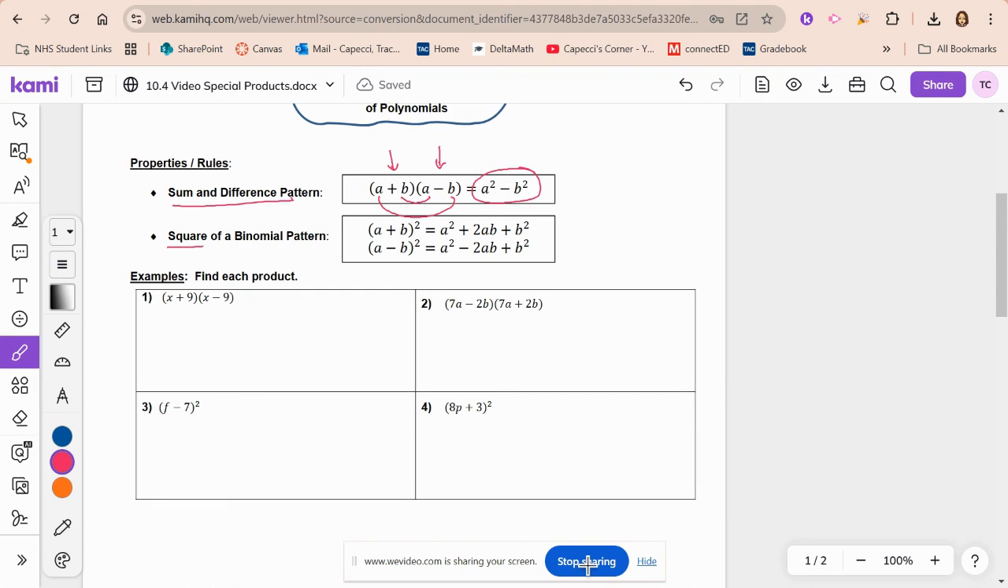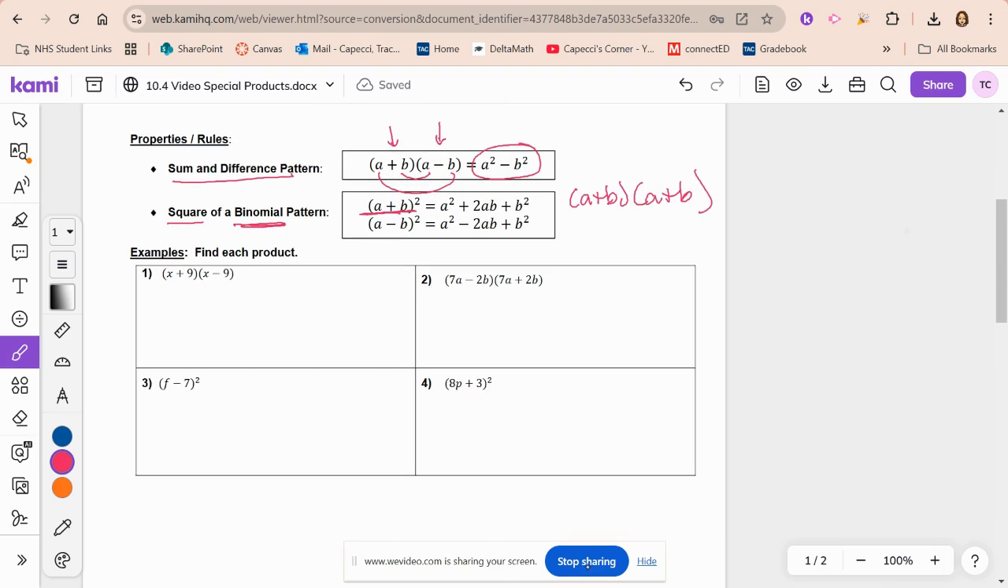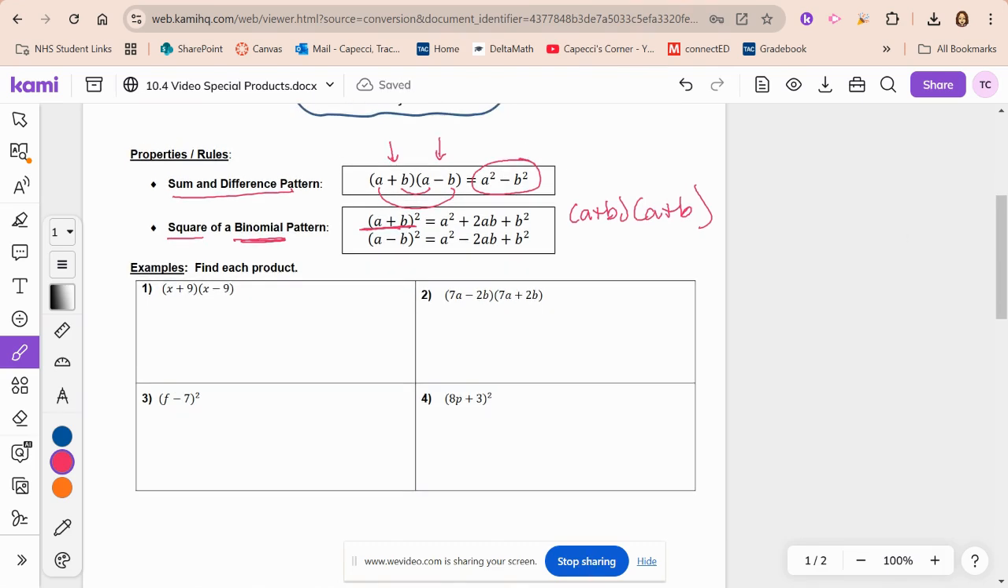Now, in looking at the square of a binomial pattern, we have something like (a plus b) squared, which really means (a plus b) times (a plus b). Here is the pattern that you can follow. You take the first term and you square it. You multiply the first and the second term, a times b, and then you multiply that by 2. The reason that happens is because our outside and our inside terms are going to be the same. And then you take your last term and you square it.